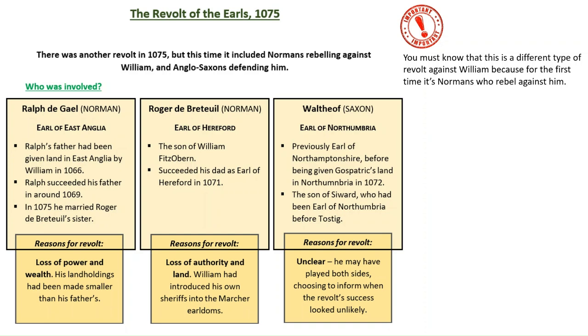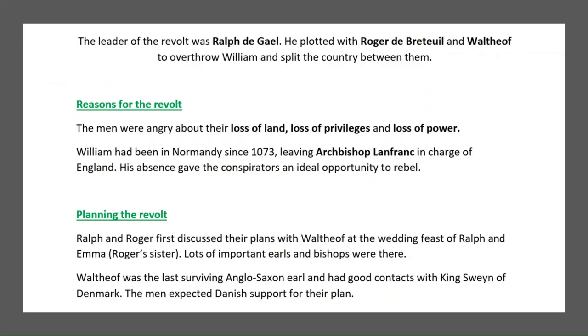It's the sheriffs that report to William, and he's a bit disgruntled about that. Waltheof, we don't know really why he got involved, but it looks as if they were going to rule the whole country between them, so it's all about power, I guess. The leader was Ralph de Gael. He plotted with Roger de Breteuil and Waltheof to overthrow William and split the country between them.